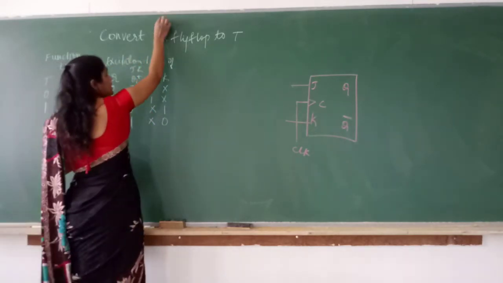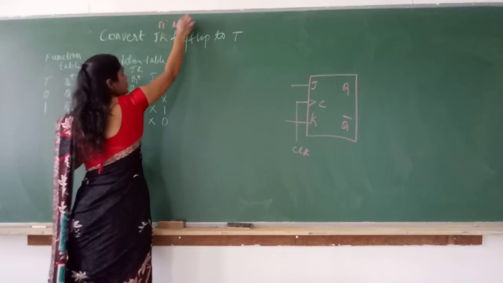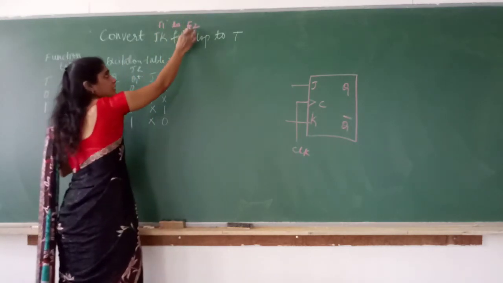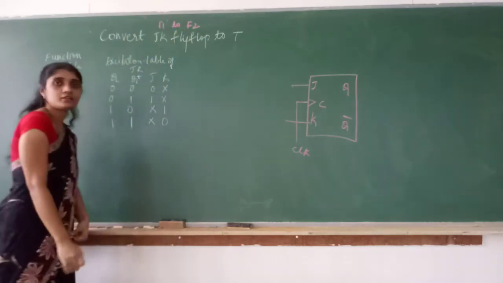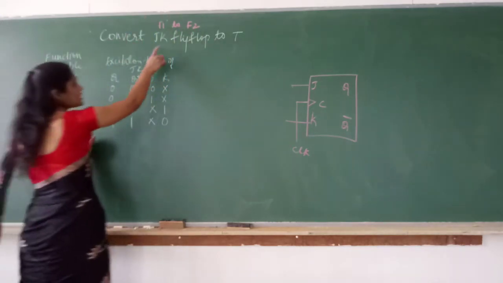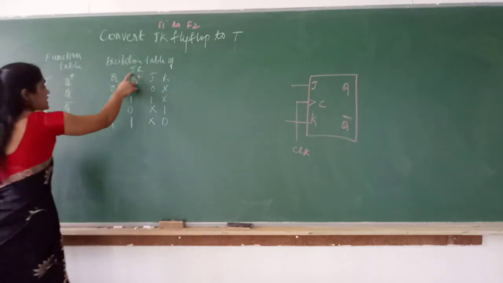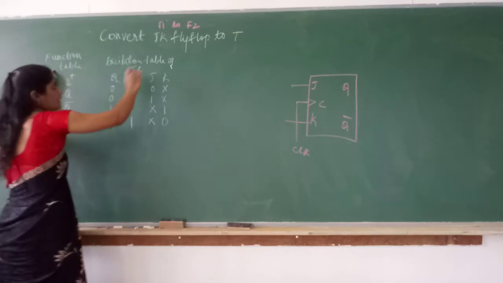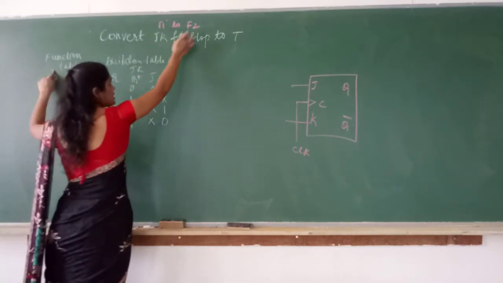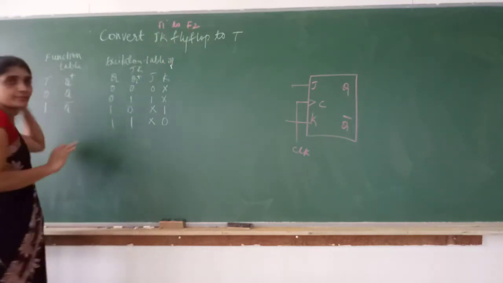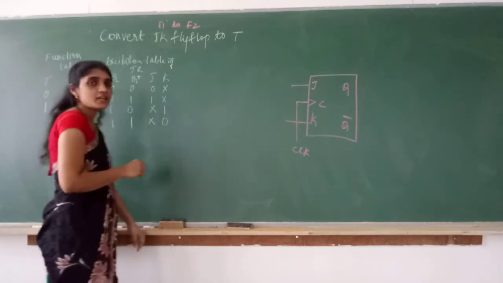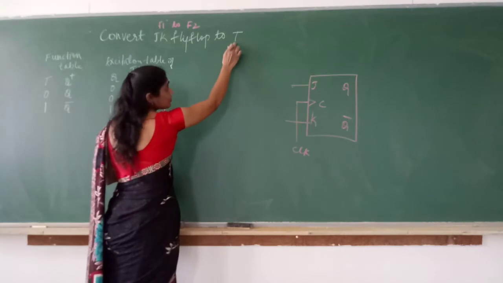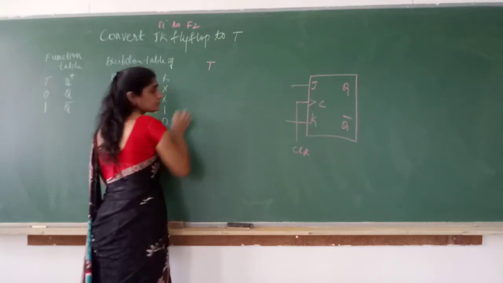So when we are converting one flip-flop F1 to F2, keep the F1 excitation table and F2 function table ready. Since I am converting JK flip-flop to T, I have the excitation table of JK flip-flop and the function table of T flip-flop ready. Now let me construct the excitation table. For the excitation table you always have to start from F2. This is T, so I'll start from T.